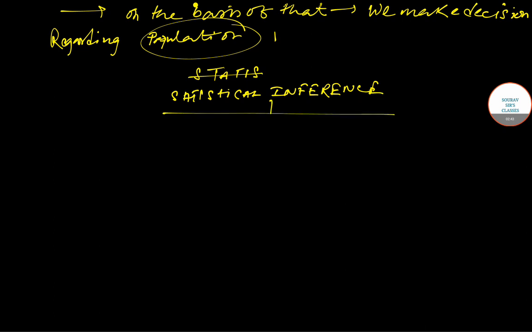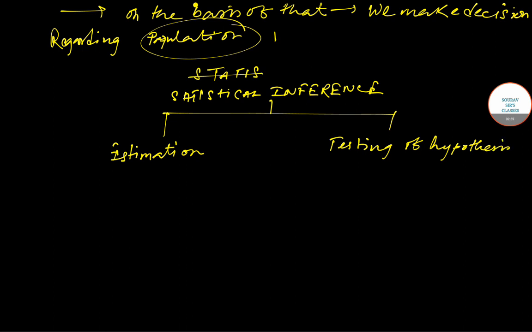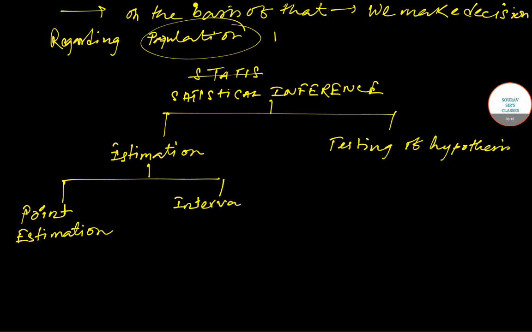it has two parts. One is estimation and the other part is testing of hypothesis. These two are very important part of statistical inference, one of the core parts of statistics. So in estimation we have two kind of estimation: point estimation and interval estimation.